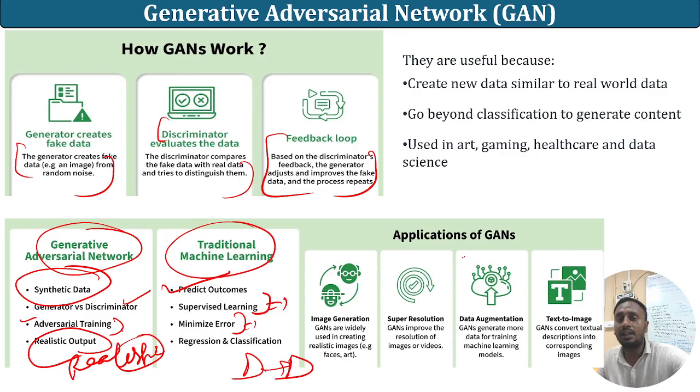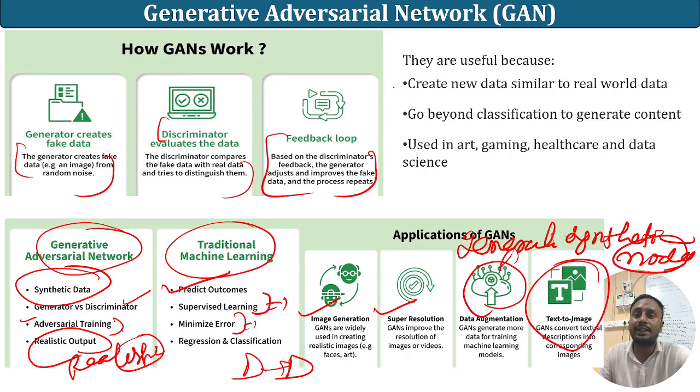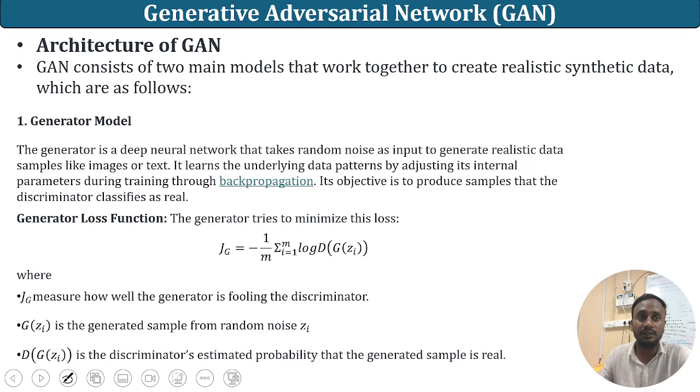So where can we use it? Image generation, super resolution, like improving the resolution of an image, or even data augmentation, where we generate more data, synthetic data. Text to image we can also do. So it creates new data similar to real world data, going beyond classification to generate content used in art, gaming, healthcare, and data science.